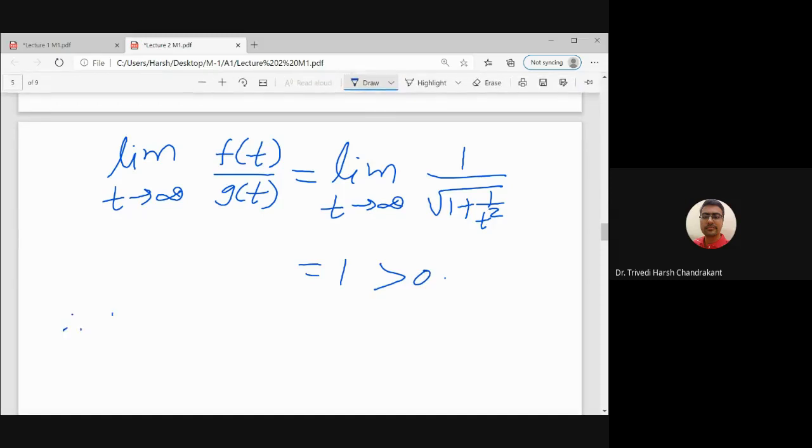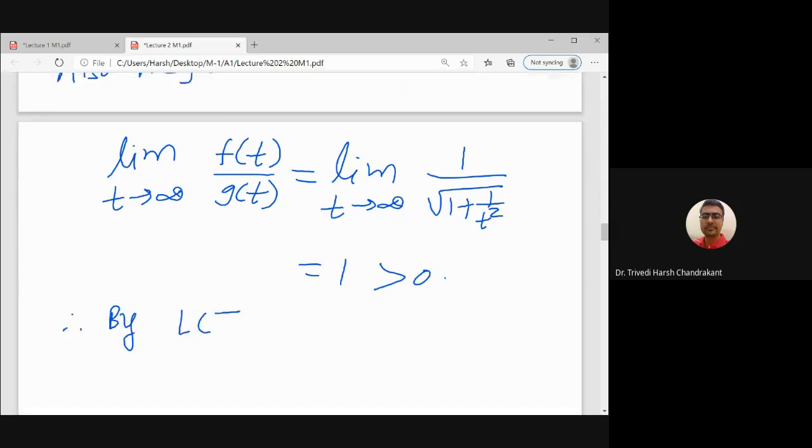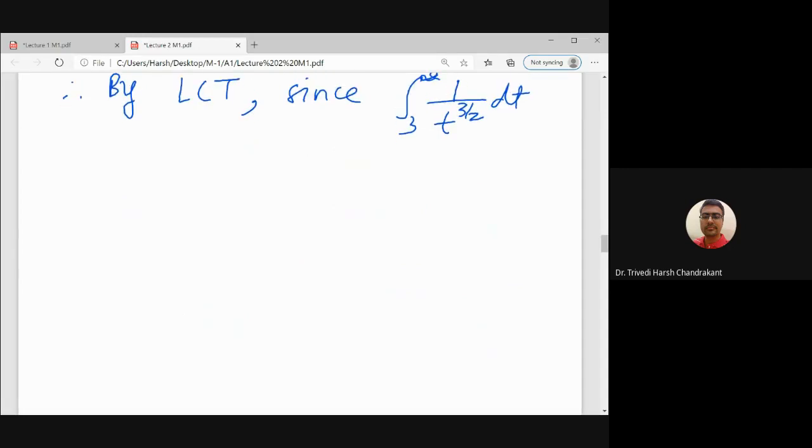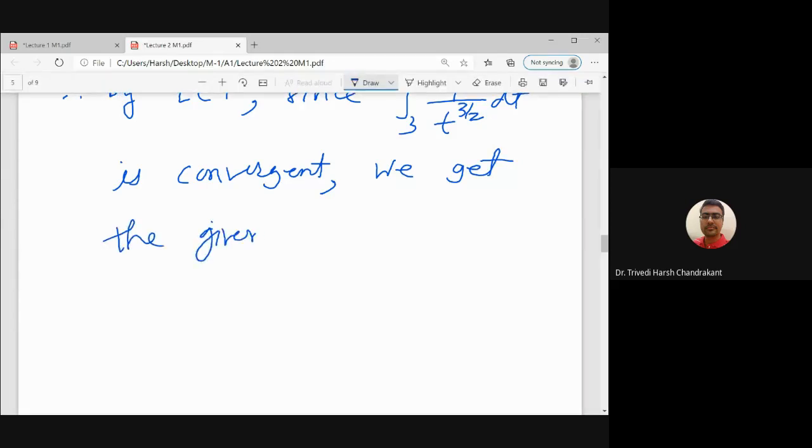So now we can apply LCT, since the integral 3 to infinity 1 upon t power 3 by 2 is convergent, we get the given integral is convergent.